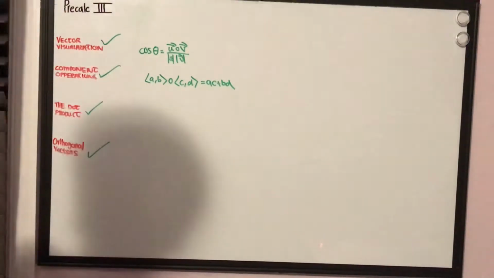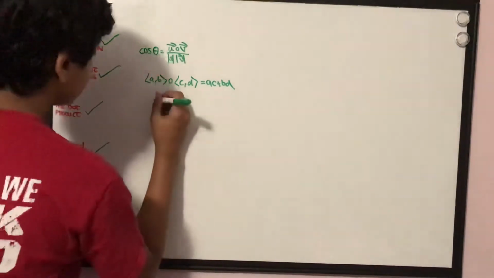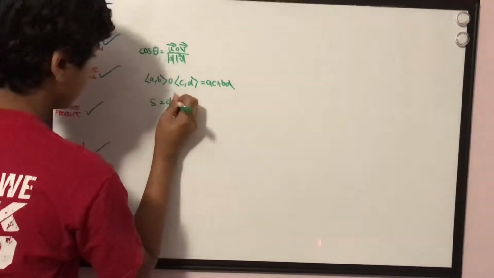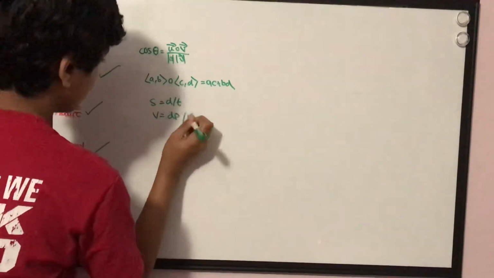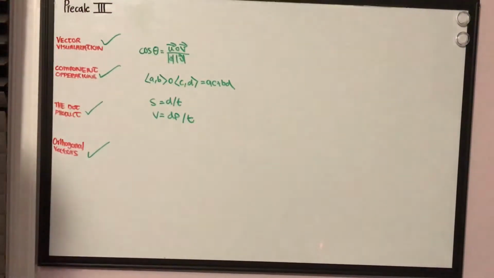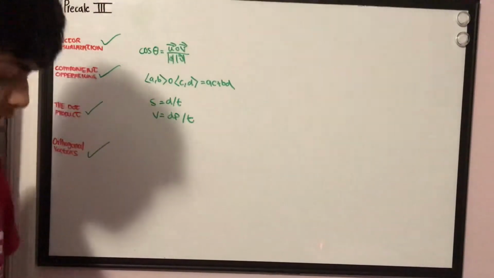Okay, let's get into word problems now. Oh yeah, I forgot, speed is equal to distance over time, and velocity is equal to displacement over time. Okay, let's get to the word problems now. I like the problems. Yeah, the first one is actually a word problem. Let's go write it down.